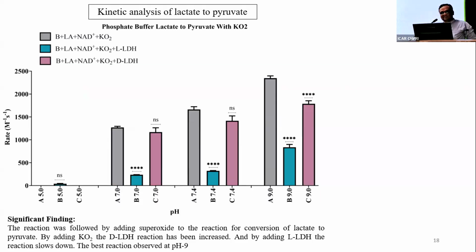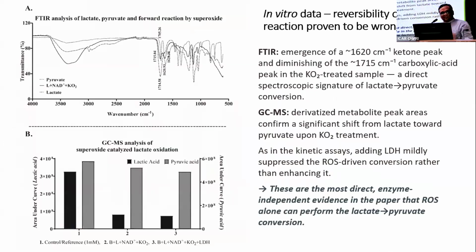And again, this analysis was done with KO2, which is potassium superoxide. The moment you add potassium superoxide in the reaction, there is NADH formation, which means that lactate is becoming pyruvate. But if you add LDH, the values go down significantly. Now, FTIR analysis was done to see the changes in spectra between lactate and pyruvate, and you can see that lactate is not getting reconverted to pyruvate.